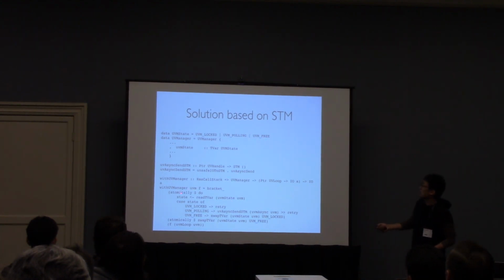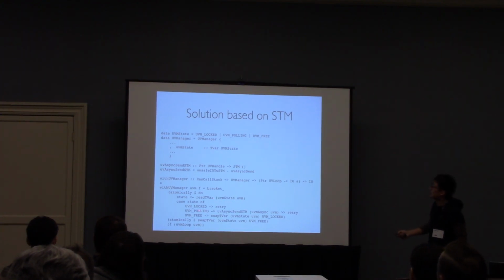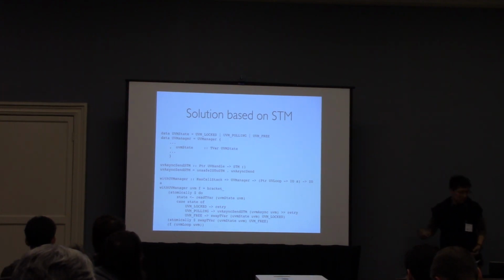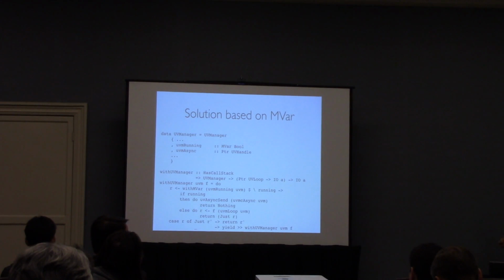This is done by this. We enter a transaction, we read the manager state. If the state is free, we just switch it to lock. We first lock it up, and then we do the things that the user wants me to do. If it's still polling, then we call the async send to wake the loop up. And if it's locked, it means that there are other threads trying to register the event. So we just retry here. Okay, this is an STM version, and there is also.